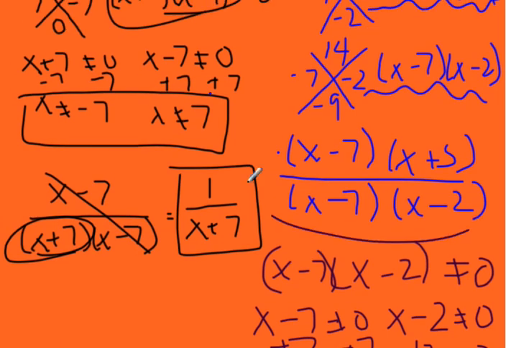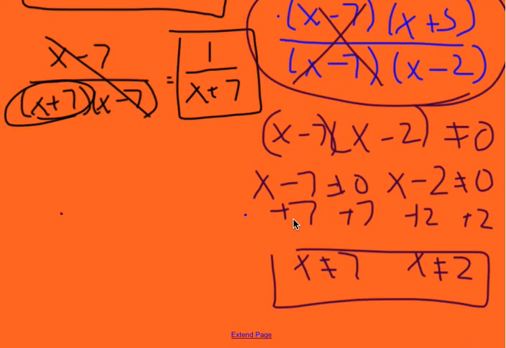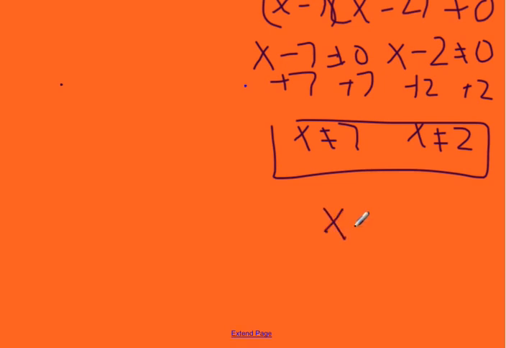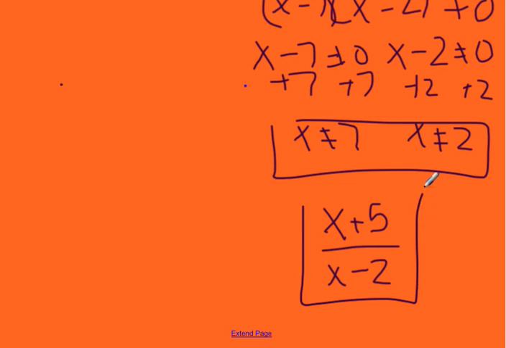Now let's go back up to this version right here. Now that we've gotten our excluded values, we can write out our simplified term. I can cross off x minus 7. And then what I get is x plus 5 on the top and x minus 2 on the bottom. And that's completely simplified.